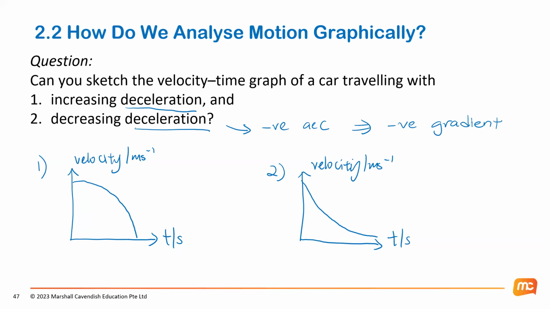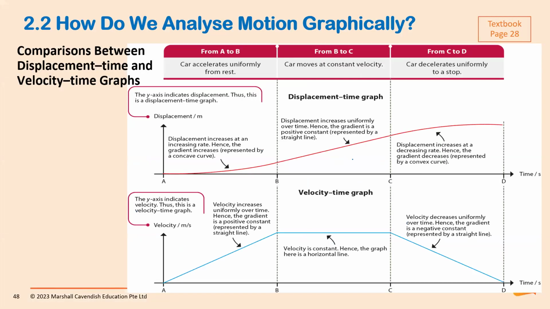Okay, next we do a comparison between displacement time graph and velocity time graph. You may want to jot down a note. Whenever I want to interpret, I immediately think of what the gradient represents. So for displacement time graph, the gradient represents the velocity. And for the velocity time graph, the gradient represents the acceleration.